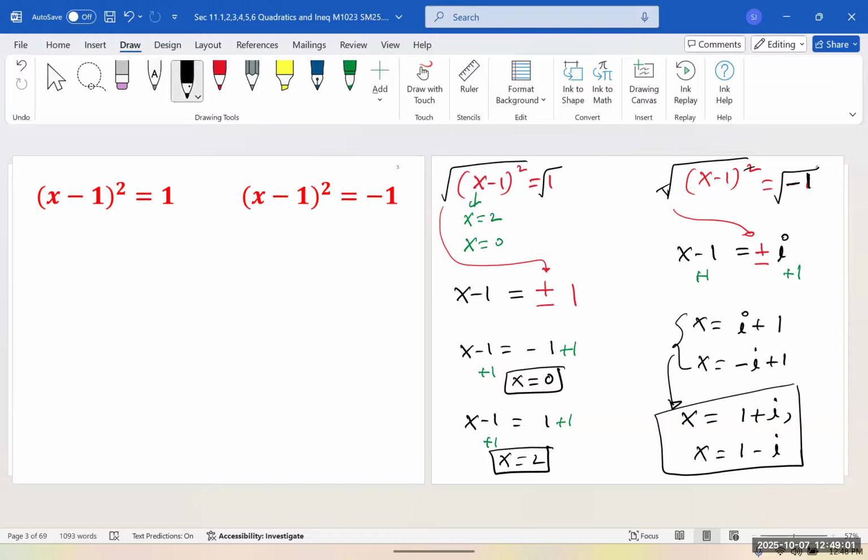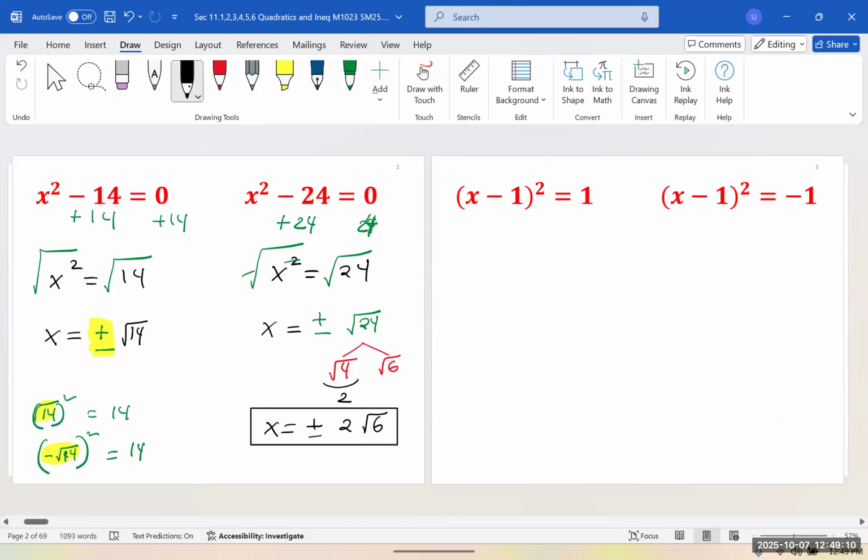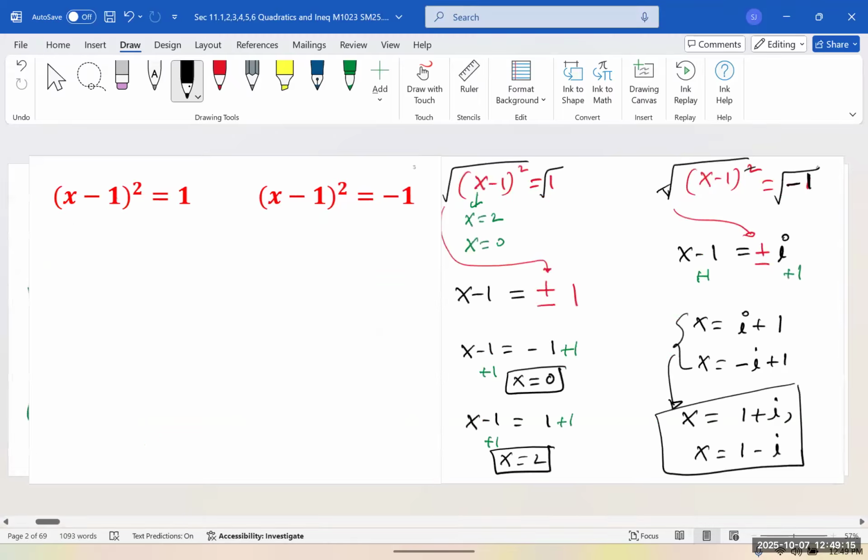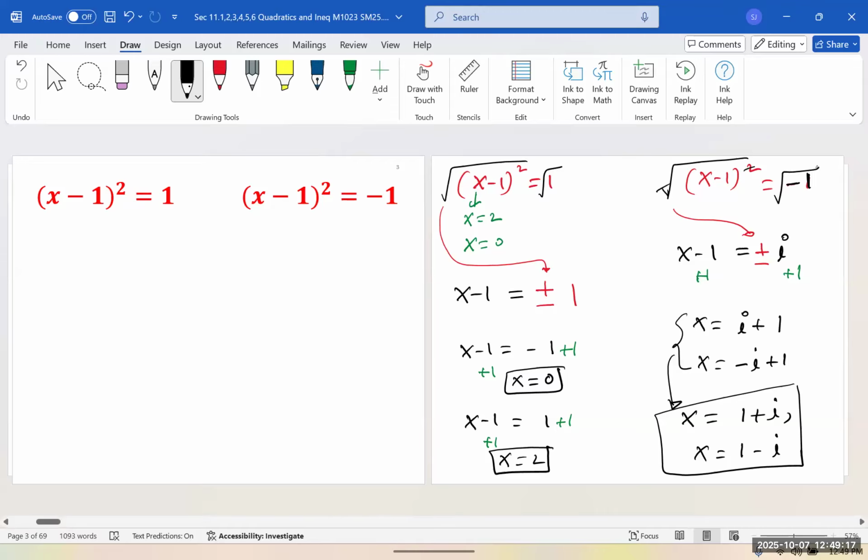So when you solve radical equation, sometimes we get whole number. Sometimes we get radical that is not reducible, like the 14. Sometimes we get radical that is reducible, like 24. Sometimes we get real numbers. Sometimes we get imaginary numbers. So there are many choices we have when we solve radical equations. And we are going to use this knowledge to solve other types of equations. But that's the main idea.